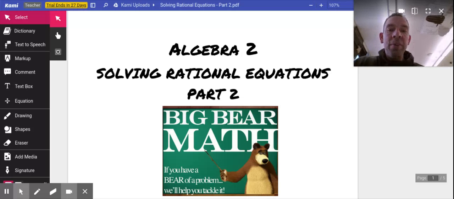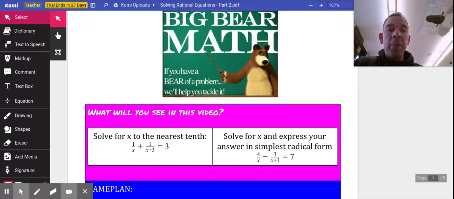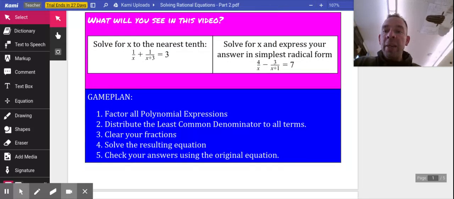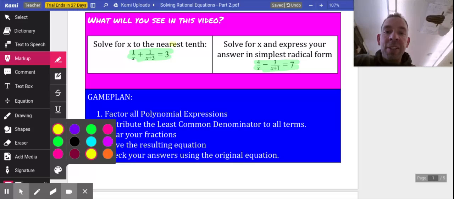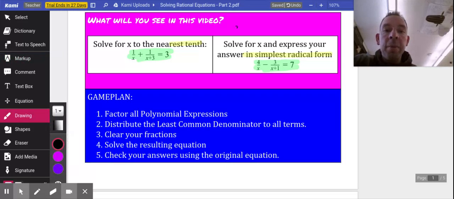The good news is I don't think there's one mind-blowing new thing about today. You'll notice the questions are going to look very similar in nature to what they did in the last video. But you'll notice right in the directions here, solve for x to the nearest tenth or express your answer in simplest radical form. Those are indicators that we're going to be using the quadratic formula a lot today, and we're just going to be simplifying those answers from there.